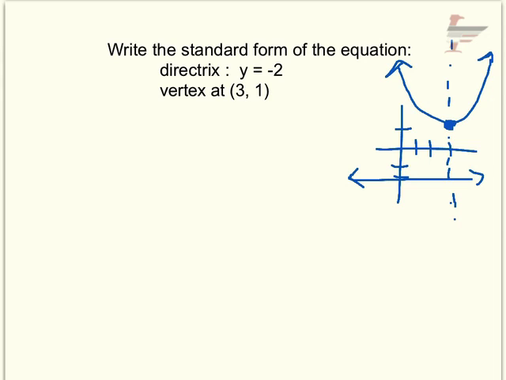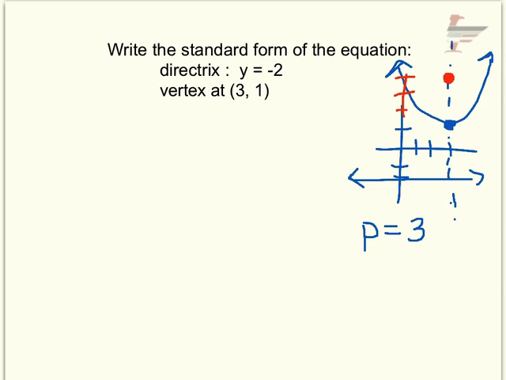So I know that my directrix line is how far away from my vertex. Well, my vertex is up 1 unit, my directrix line is down 2 units, so that's a distance of 1, 2, 3 units. So I know that p is going to be 3 units. Now it's +3 because my focus point is going to be 3 units above, encompassed in my parabola, because my directrix line is below it 3 units, my focus point is above it 3 units.